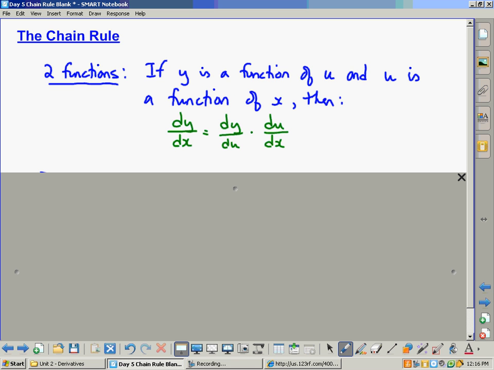Now, if you look at the statement I just wrote in green, it makes total sense. I want to differentiate y with respect to x, but I need this intermediate step. So I first differentiate y with respect to u, and then go inside and differentiate u with respect to x. Now the reason this works is because I could cancel this du and this du and end up with dy over dx, which is what I want.